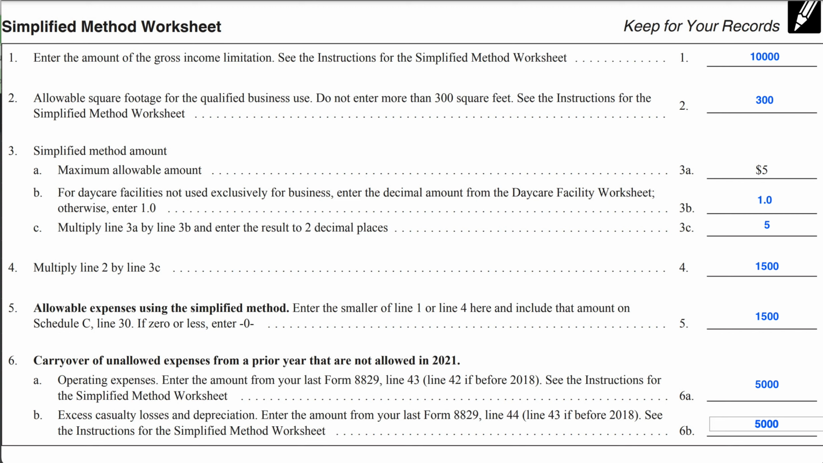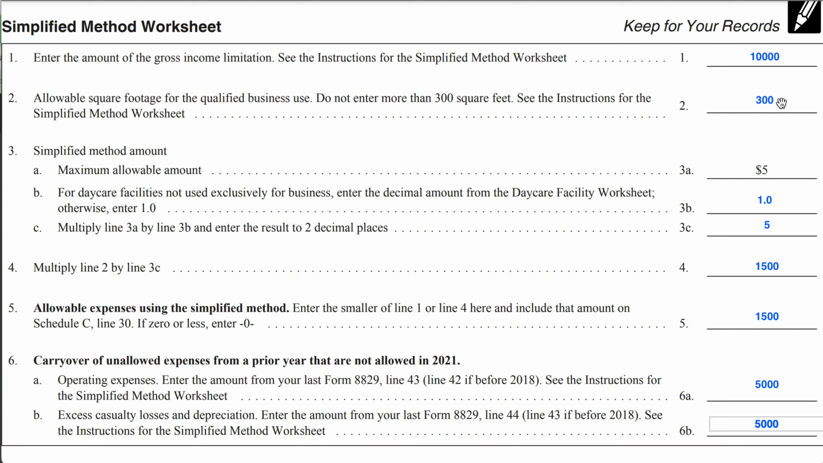So this is a fairly straightforward worksheet, and I'll walk you through the theoretical limitation using this spreadsheet. It's pretty simple. The business use of your home using the simplified method is to take a certain amount of square footage and multiply it by a certain dollar amount. And then when you multiply those together, the product is your allowable expenses that you can deduct on Schedule C.